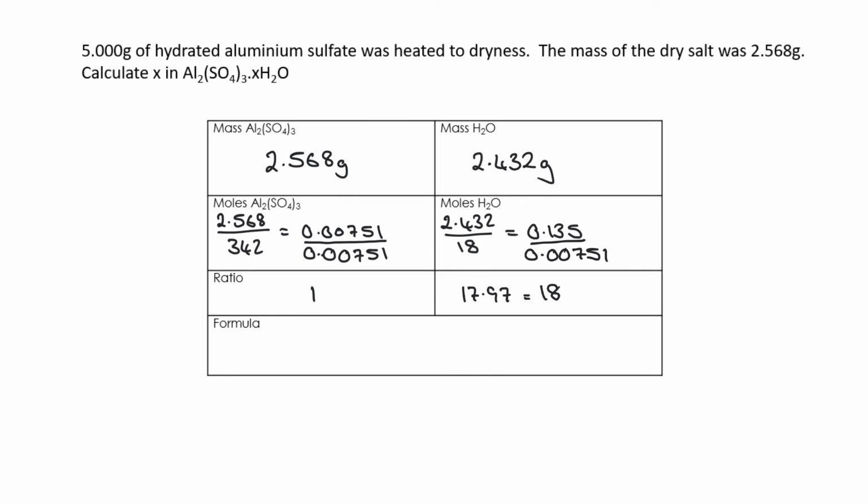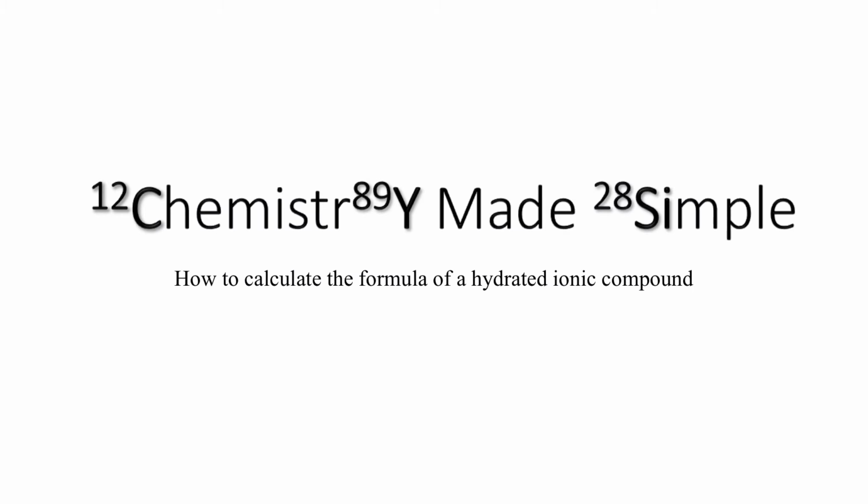So our formula is Al2(SO4)3.18H2O. That's something you could be required to do in your exam. Okay, so that's calculating the formula of a hydrated ionic compound, hopefully made simple. Thanks for watching.